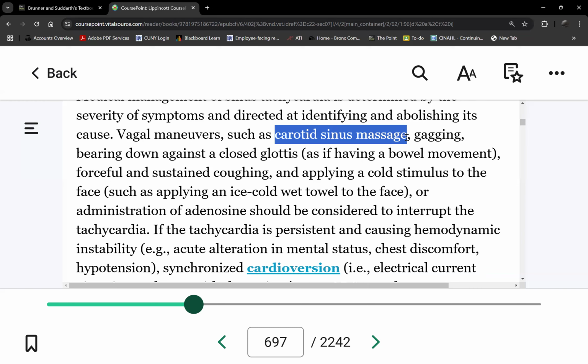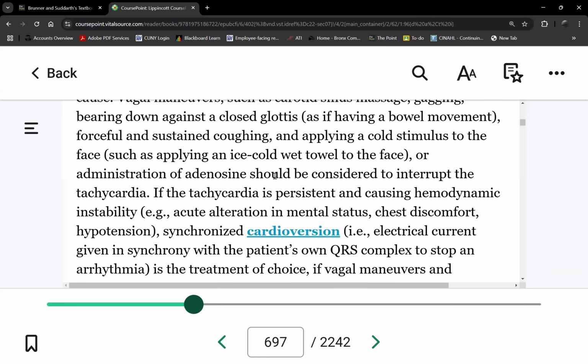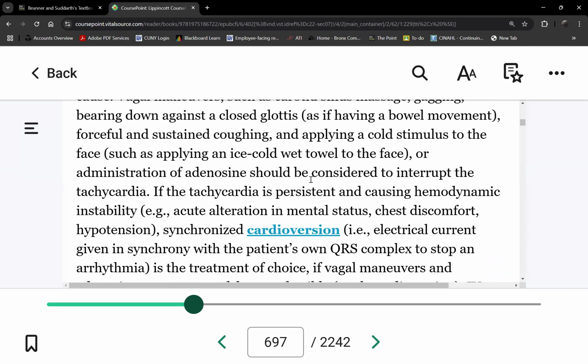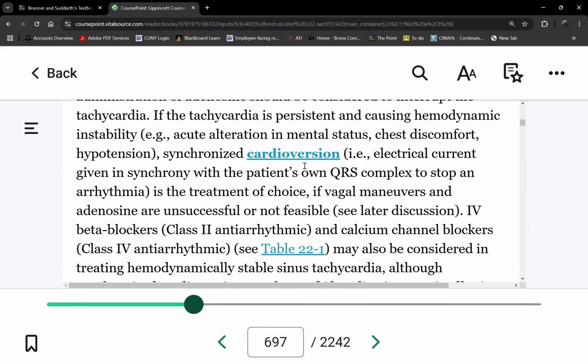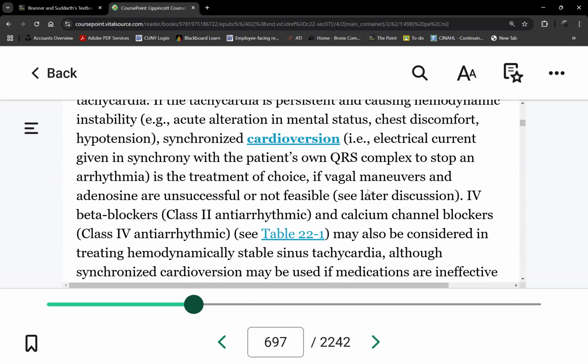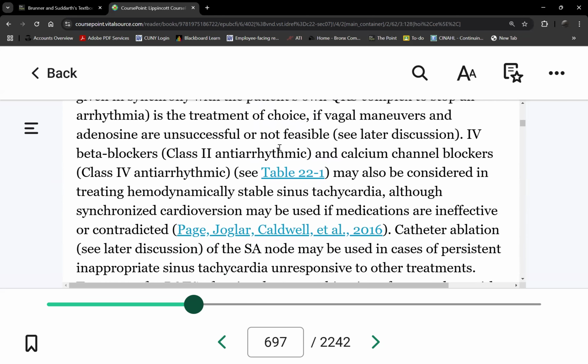Okay, you're a nurse, you're an RN. Who does these things? A doctor will do this. What's the one where they turn them upside down and let them blow in a straw? A straw or a syringe, right? Same thing, that's a vagal maneuver. Yeah, that's still a vagal maneuver. Cardioversion we'll also discuss in another section of the chapter because it's a whole paragraph of discussion. So we'll skip that for now, see later discussion.